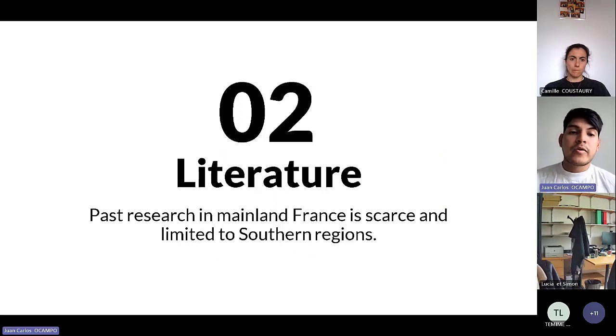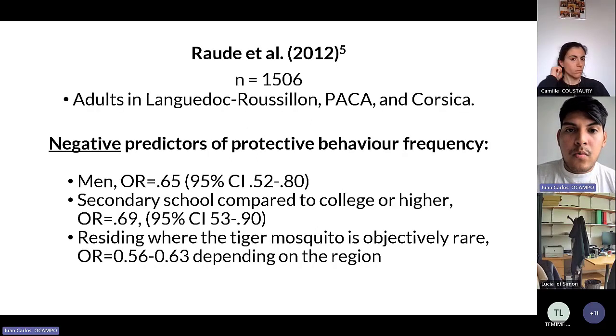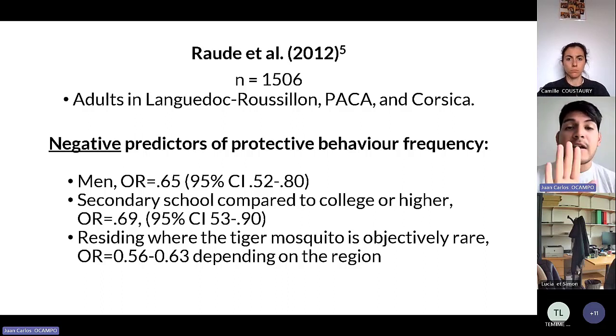Now, regarding the literature, past research in mainland France is very scarce and also limited to southern regions. So we're going to focus on one paper, by Jocelyn Rod et al., 2012. They had a sample of 1,500 individuals. These were adults from three regions, including Corsica. And these are the negative predictors that they found on protective behavior frequency. They only looked at protective behavior frequency. They didn't look at the specific practices.